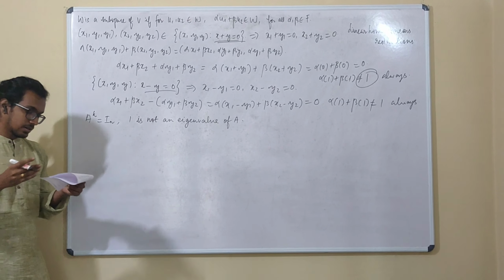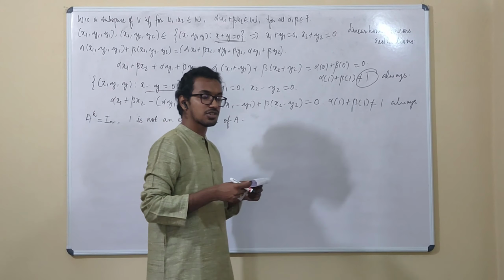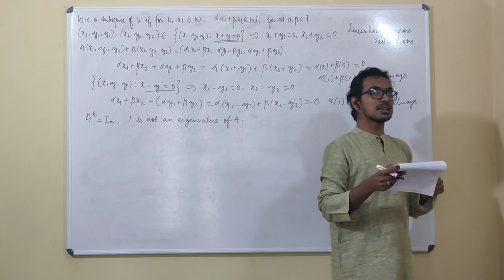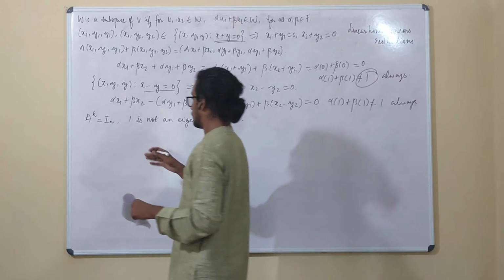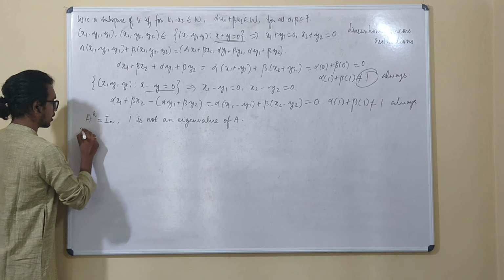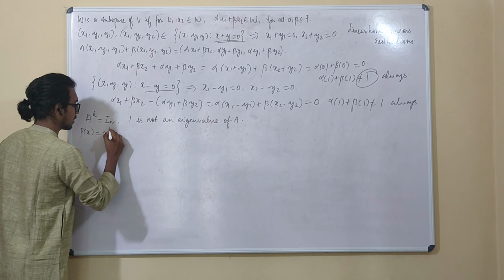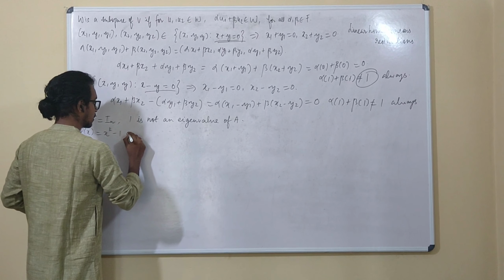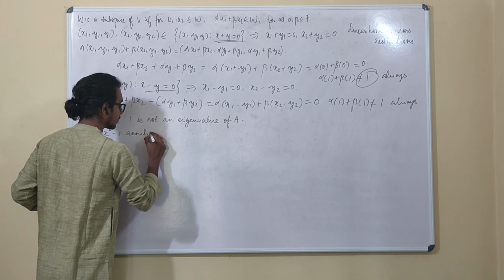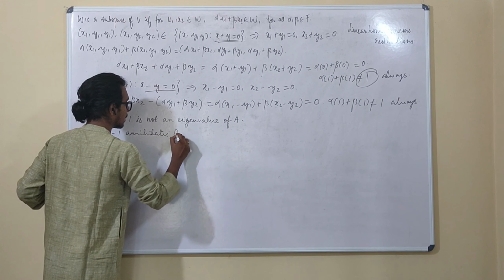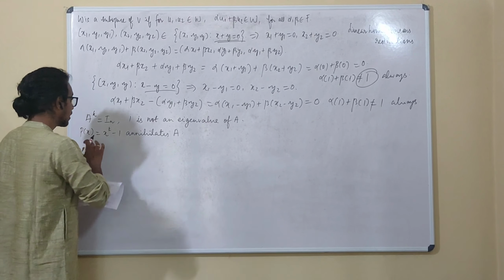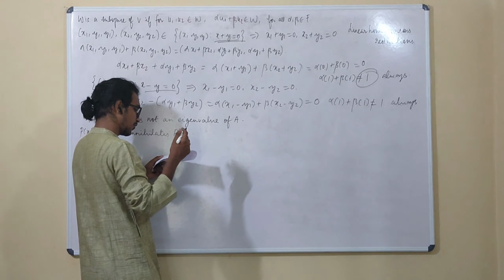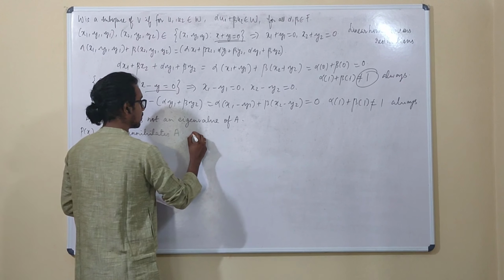Then we have 4 options. We will have to check which of them are necessarily true. Okay, first consider a polynomial p of x which is x power k minus 1. What is it? Actually, this one annihilates the matrix A.